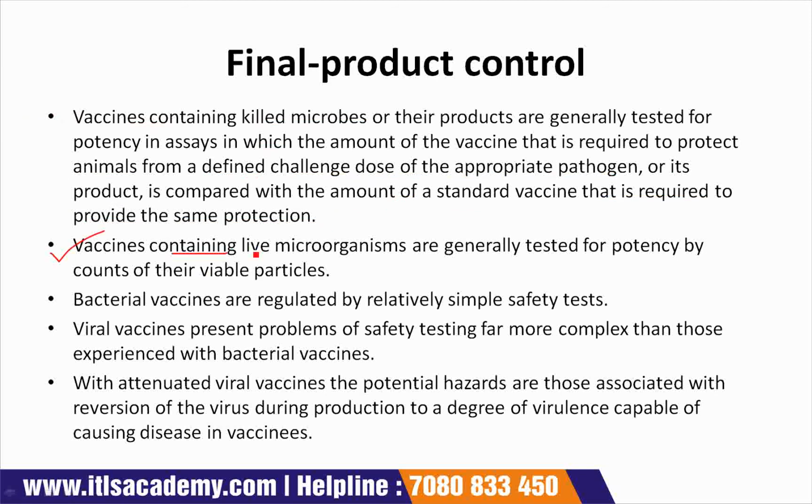Vaccines containing live microorganisms are generally tested for potency by counts of their viable particles. In the case of the only live bacterial vaccine in common use, BCG vaccine, dilutions of vaccine are made and dropped in fixed volumes onto solid media capable of supporting the microorganism's growth.